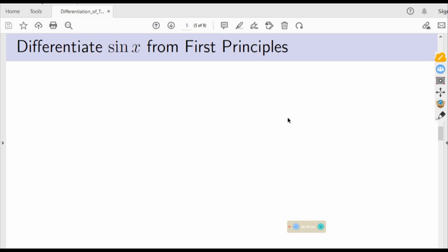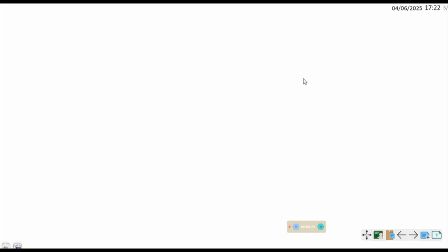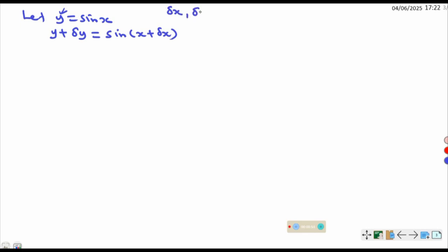Let us now look at the differentiation of sine of x from first principles. Like the way we have done for cos, we shall first of all let y be equal to sine of x. An increment in x will bring about an increment in y, and for that case, y plus delta y will be equal to sine of (x plus delta x). Here delta x and delta y are simply increments in x and y respectively.